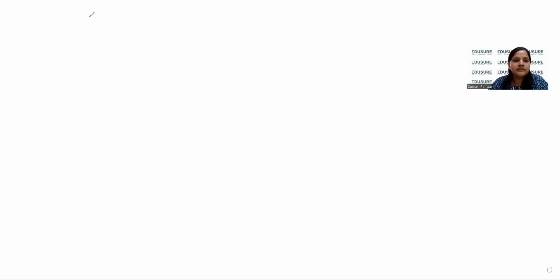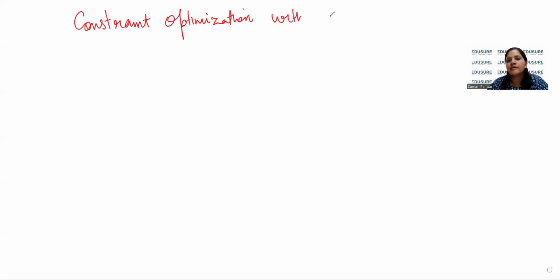We are discussing constraint optimization with equality constraints.